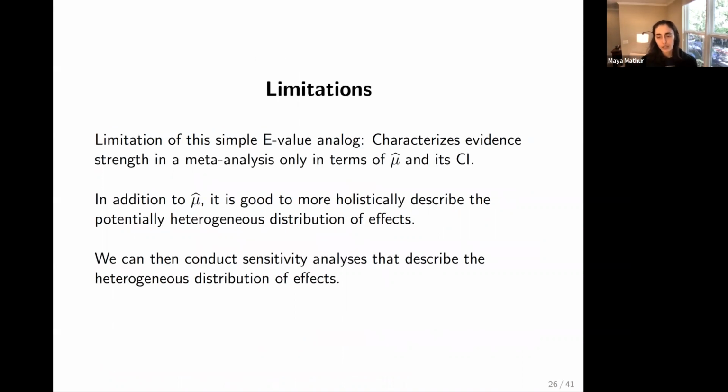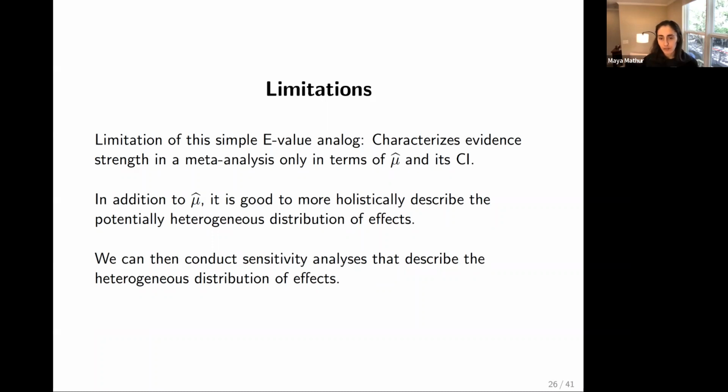Okay, so it's sort of good news that we can apply the e-value directly to the point estimate and get something that's interpretable. It does have some limitations. In particular, it is describing the evidence strength in a meta-analysis only in terms of the pooled point estimate and its confidence interval. And as many have argued, in addition to the pooled point estimate, it's good to more holistically describe the potentially heterogeneous distribution of effects in a meta-analysis.